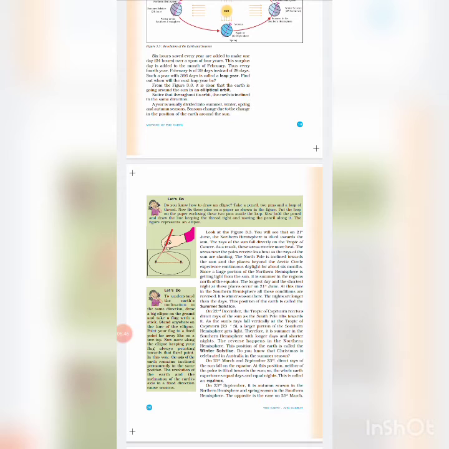On 22nd December, the Tropic of Capricorn receives direct rays of the sun as the south pole tilts towards it. As the sun rays fall vertically at the Tropic of Capricorn, which is 23.5 degrees south, a larger portion of the southern hemisphere gets light. Therefore, it is summer in the southern hemisphere with longer days and shorter nights. The reverse happens in the northern hemisphere. This position of the earth is called the winter solstice.